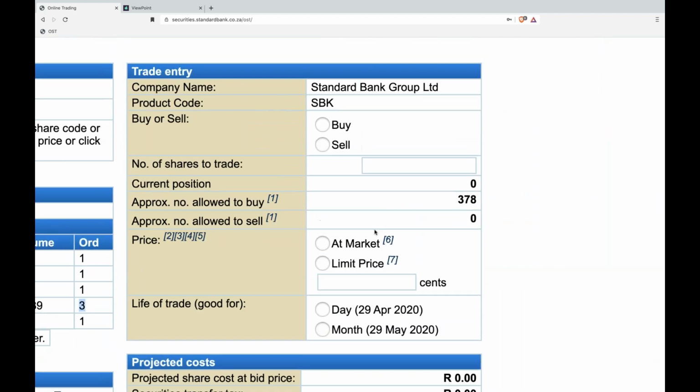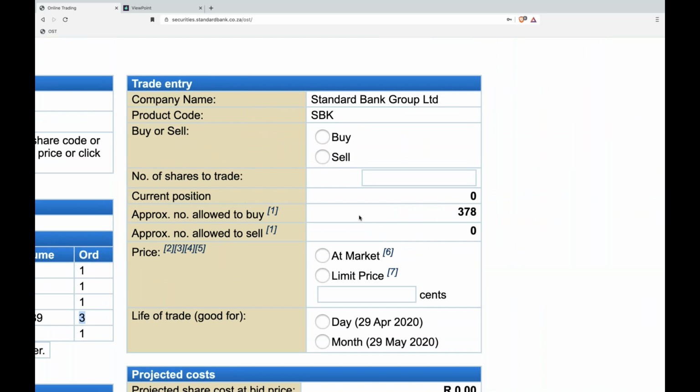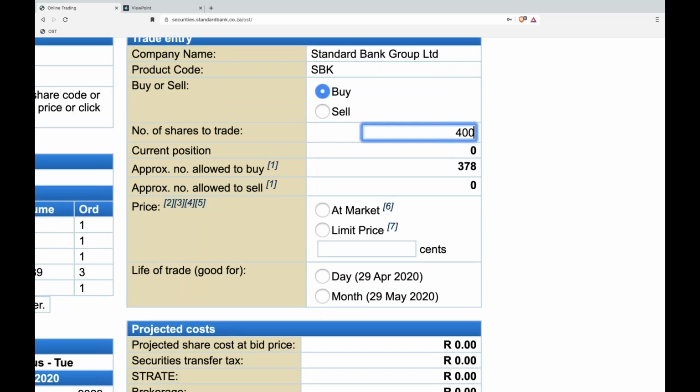So Standard Bank, I can buy or sell. My current position is 0, as we can see there. So I am unable to sell any shares, but obviously I can be a buyer of shares. So let's put a buy order in. I click the buy button, and then I'm going to say the number of shares to trade. Now, in this case, I'm going to say 400 shares. I'll show you why. They're showing an approximate number of 378, but I'm going to be sneaky.